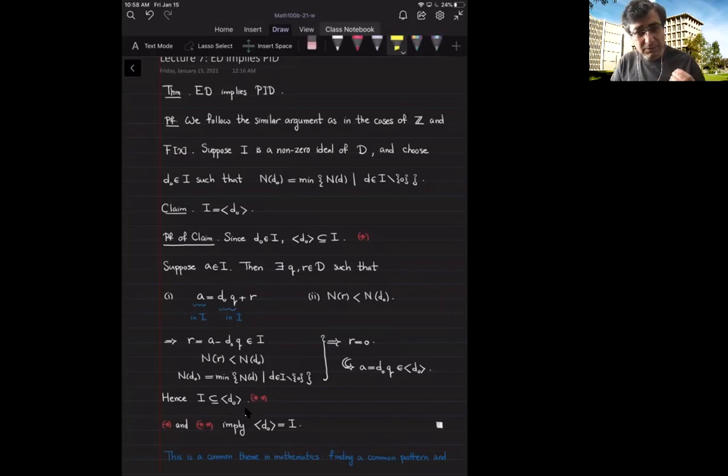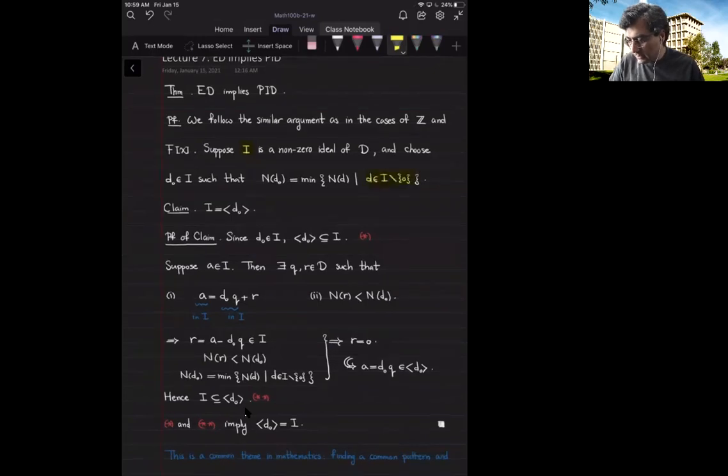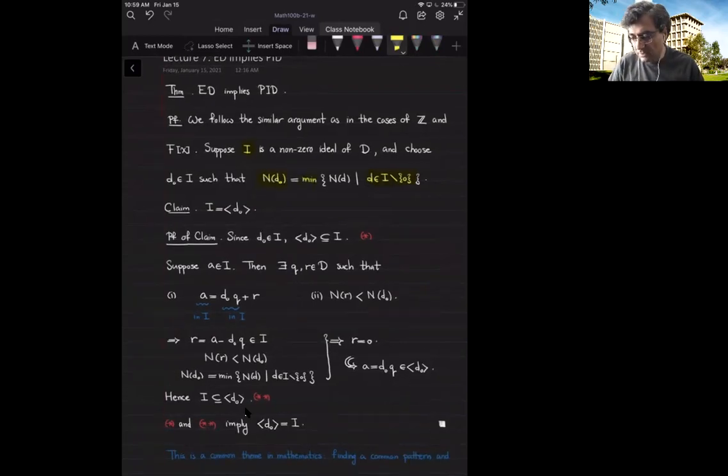And the idea is similar. We start with a non-zero ideal, and we try to take the smallest element inside this ideal and show that everything else is a multiple of this smallest element. Okay, let's start the proof. Let's say I is a non-zero ideal. Of course, if it's the zero ideal, then we are done. Then we want to compare elements, so we have to use the norm function. Among all the non-zero elements of this ideal, I take the one that gives me the minimum norm, the smallest norm.